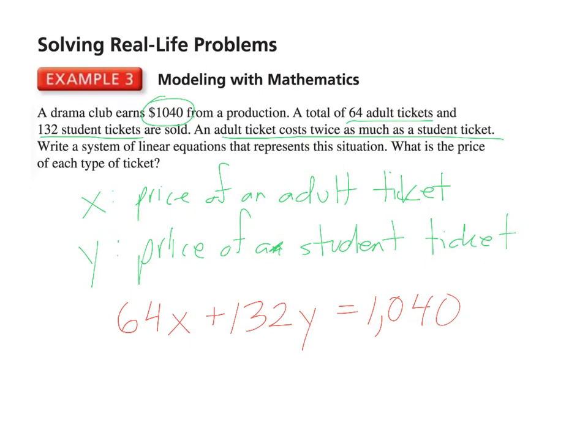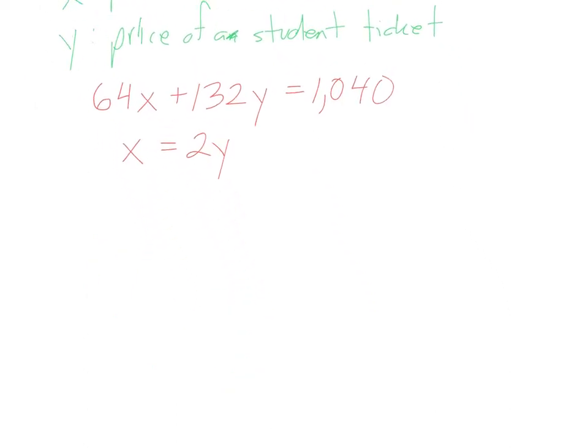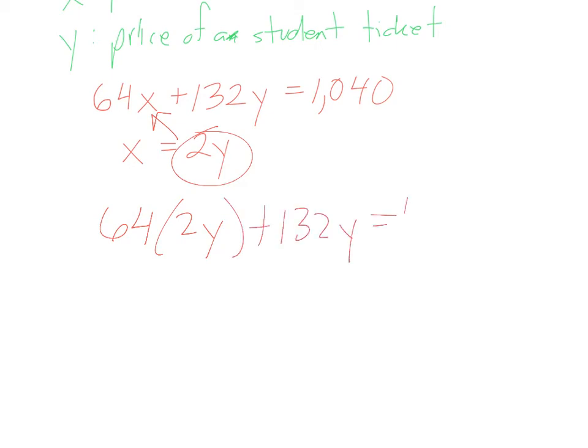All right, and then the next piece of information says adult tickets cost twice as much as a student ticket. Adult tickets is X, and it costs twice as much as a student ticket. So that's equal to twice what a student ticket costs. All right, here's my system of equations. Great. Once you have the setup, it should be pretty easy from that point. So now I already have X isolated here. I'm just going to substitute 2Y in for X into the other equation. So I have 64 times 2Y plus 132Y equals 1,040. So I have 128Y plus 132Y equals 1,040.